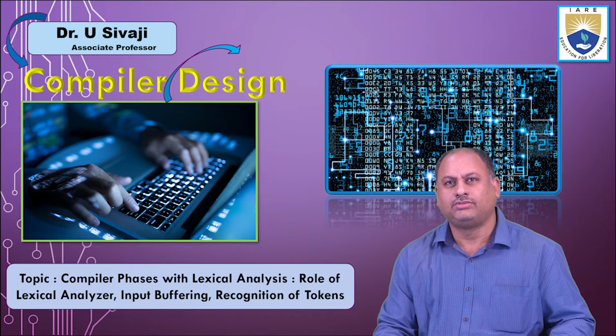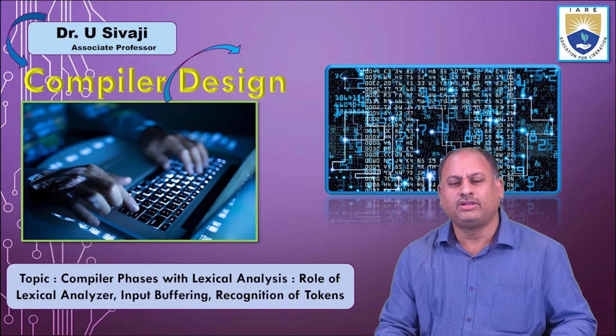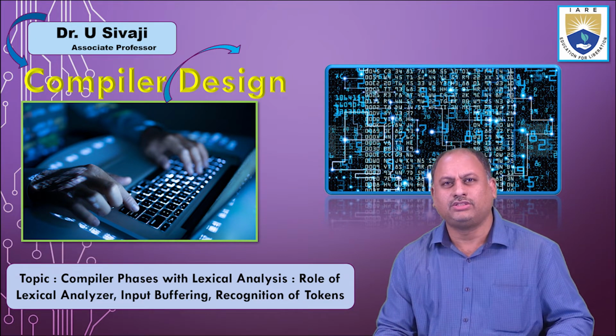In the last lecture, we discussed the phases of a compiler and the differences between a compiler and an interpreter. The different phases of a compiler start from the lexical analyzer, syntax analyzer, semantic analyzer, intermediate code generation, code optimization, and the last phase is code generation. So these are the 6 phases of the compiler. We discussed them with an example in the previous lecture.